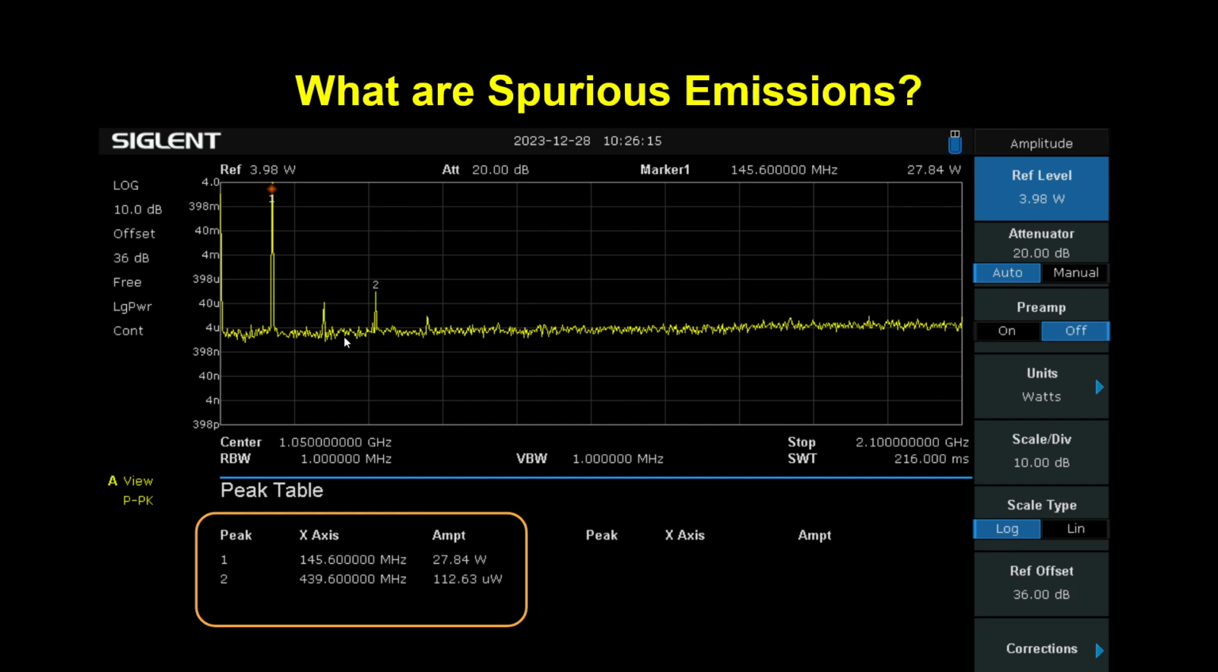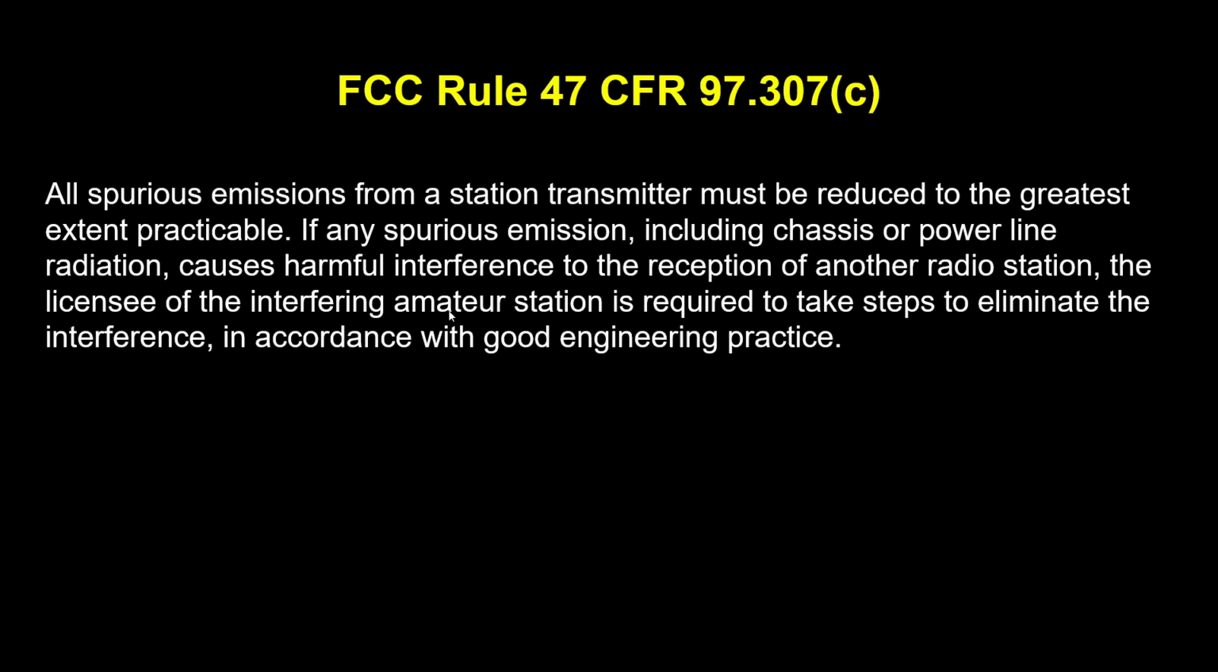So if we look at this here in watts, now we can see that our fundamental is 27.48 watts being transmitted, and our third harmonic is 112 microwatts. Again, what do those numbers mean? Are those harmonics too strong or not too strong? And that's what we look into our FCC rules here in the States.